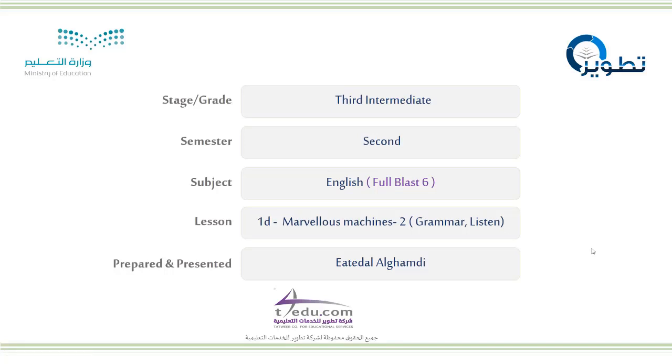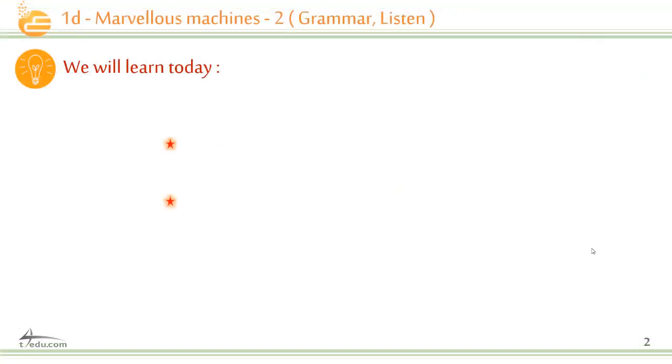Welcome to this new English lesson. This lesson is for the third intermediate, the second semester. The subject is English, full class 6. The lesson is 1D Marvellous Machines. We're going to deal with the second part of the lesson, grammar and listen. The lesson was prepared and will be presented by Mrs. Atidal Al-Ghamdi.